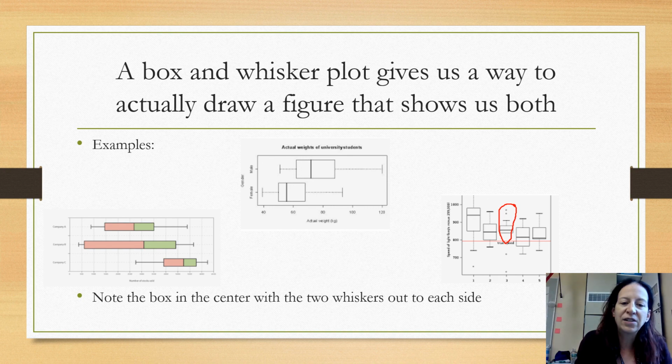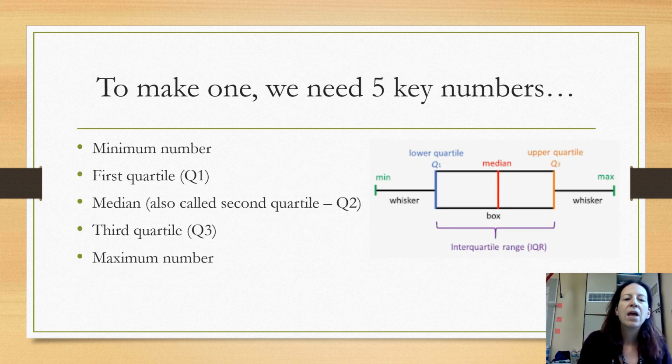Note the box in the center with the 2 whiskers out to each side. So that's where this kind of graph gets its name from. You've got the box in the middle, and then you have whiskers that go out to each end. So once you know where to draw your box and where to draw your whiskers, you should be good to go for doing box and whisker plots.